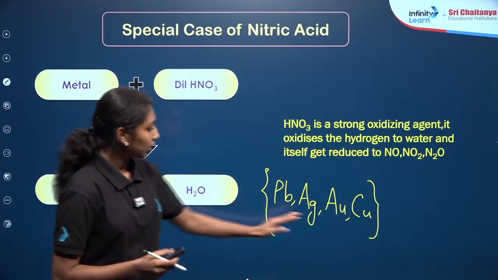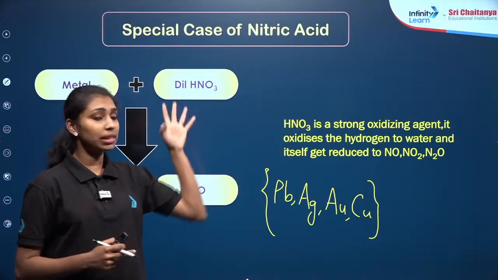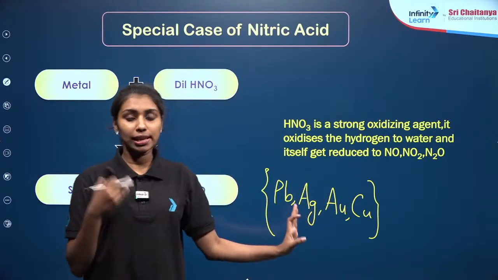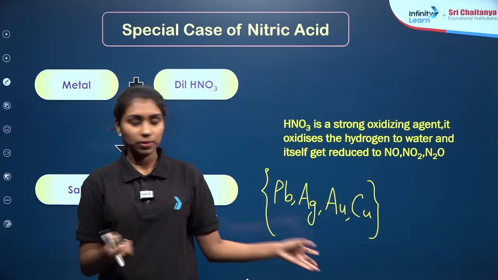Then, all other elements like silver, gold, and copper, which are below the hydrogen atom in the reactivity series, do not give any reaction with the corresponding acids. If you are taking HCl, H2SO4, HNO3, it will not give the product as the corresponding salt.